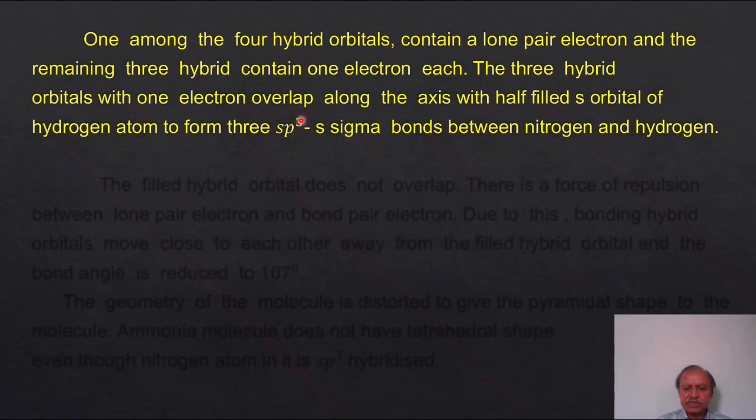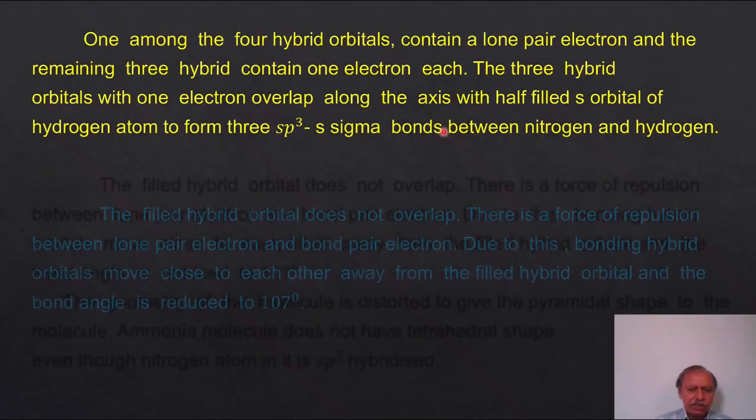An sp3-s sigma bond means a sigma bond formed by the overlapping of the sp3 hybrid orbital of nitrogen and the s orbital of hydrogen. The s orbital belongs to the hydrogen atom and the sp3 hybrid orbital belongs to the nitrogen atom. So the half-filled sp3 hybrid orbital of nitrogen and the half-filled s orbital of hydrogen overlap along the axis to form the bond between nitrogen and hydrogen. In this way, 3 bonds are formed between nitrogen and hydrogen.